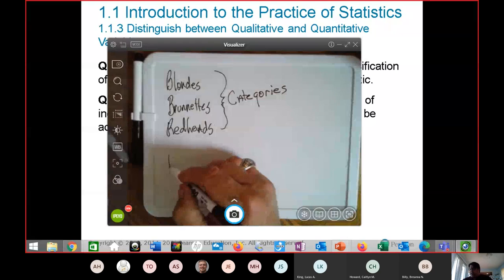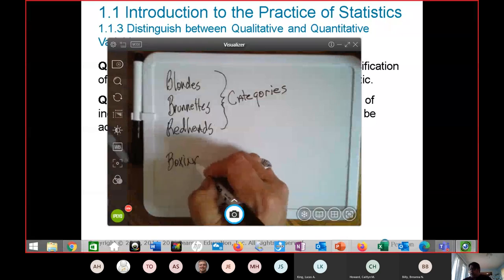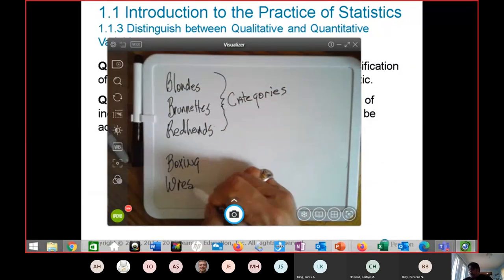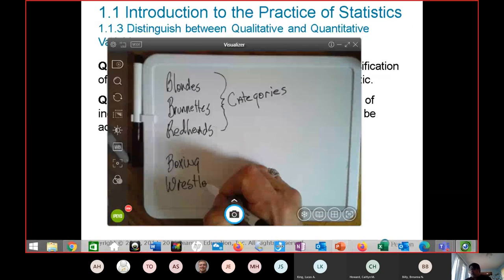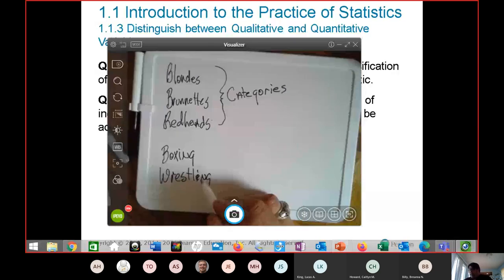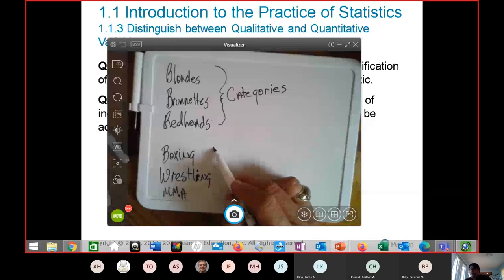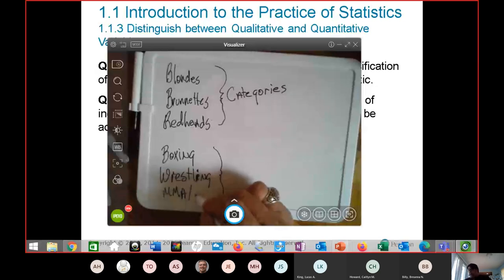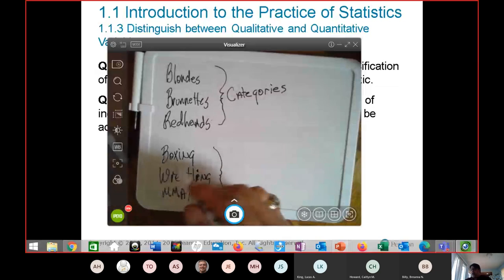So those are categories. Versus, and some of you guys know what this is. What about boxing, wrestling, and I'm just going to say mixed martial arts. What do those three have in common? Well, if you're a boxer, I took Taekwondo. I'm just going to put karate because I don't know how to spell it. Karate, MMA, wrestling. What do those all have in common?